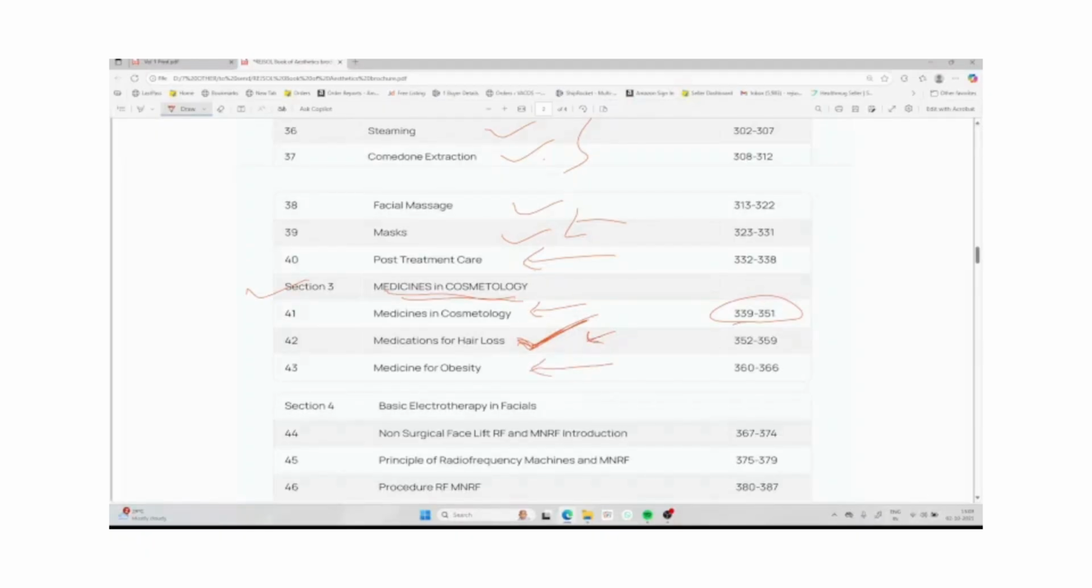And then the medicines for obesity. So the different medicines now available in the market, all these are discussed in chapter number 43, page number 360 to 366.